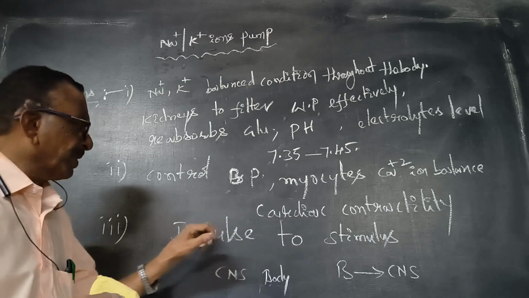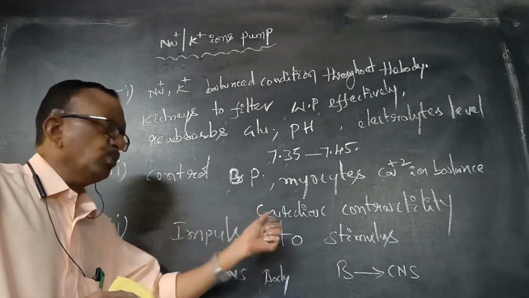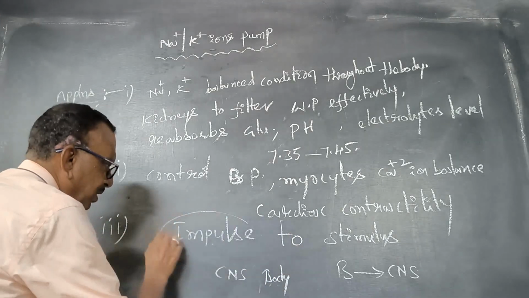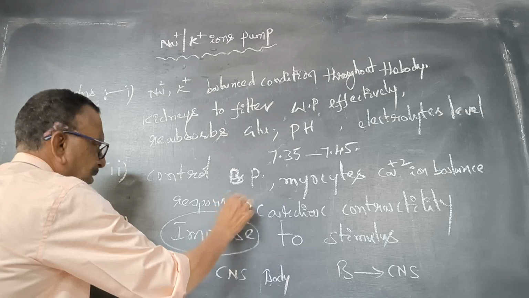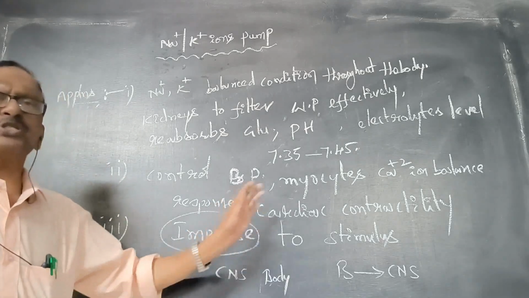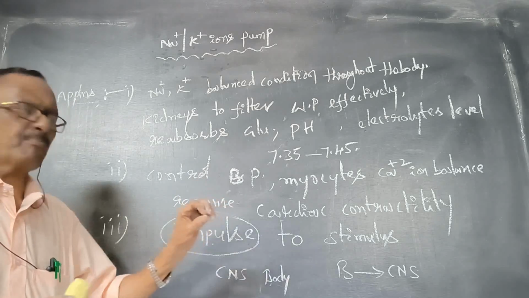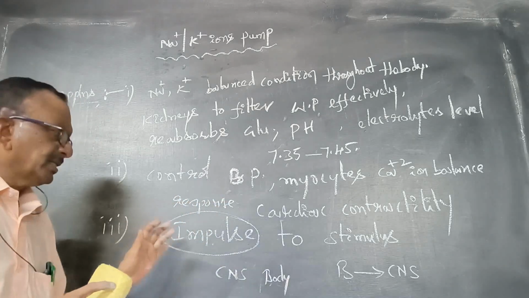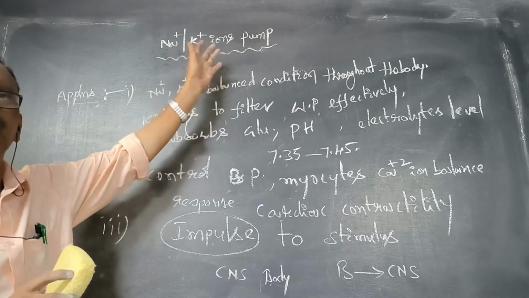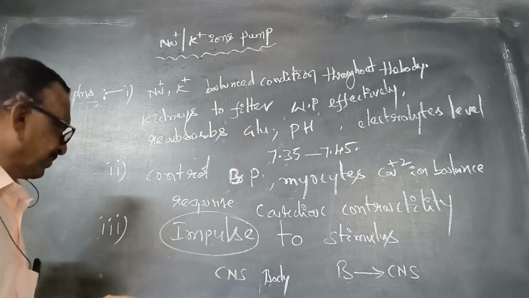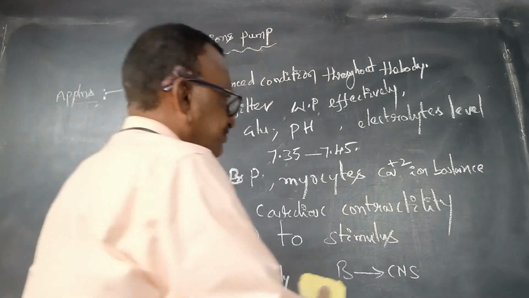Impulse is also called response. So for this process of stimulus and impulse to be done perfectly, we must maintain its balance. Sodium and potassium ion balance is a must in the body. Next, the fourth one.